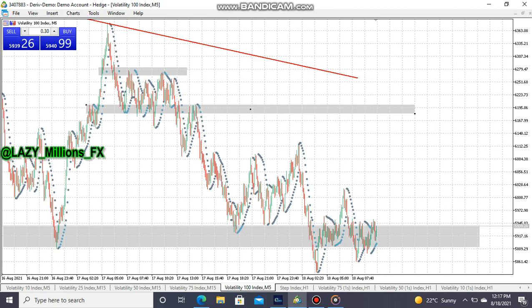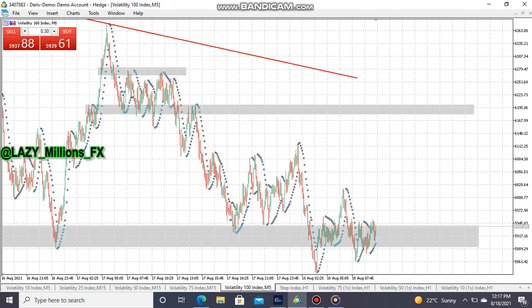Be very vigilant and diligent. That way you will be able to spot the market's next move. As you can see, now the market is making higher highs, so you can start buying right here. As for now, this is VIX 100. It will shoot up.